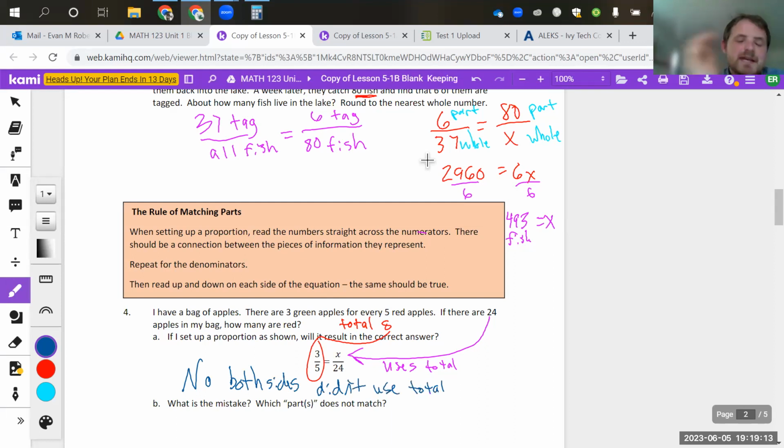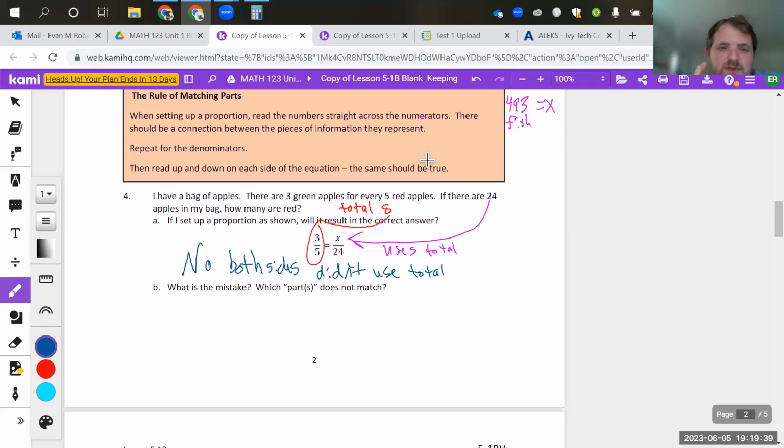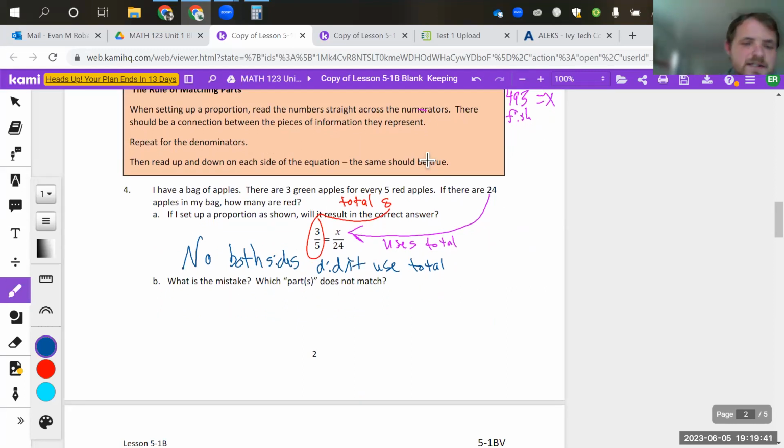So that's kind of the main place where we make a mistake setting these proportions up. Sometimes, if it would have said, if there are 24 apples in my bag, you don't even need to know that there's 24. You could just say, if there was 16 red apples in my bag, how many green are there with the 3 to 5? So again, kind of a tricky thing to set up these relationships, but hopefully we can get a little bit better with some more practice.